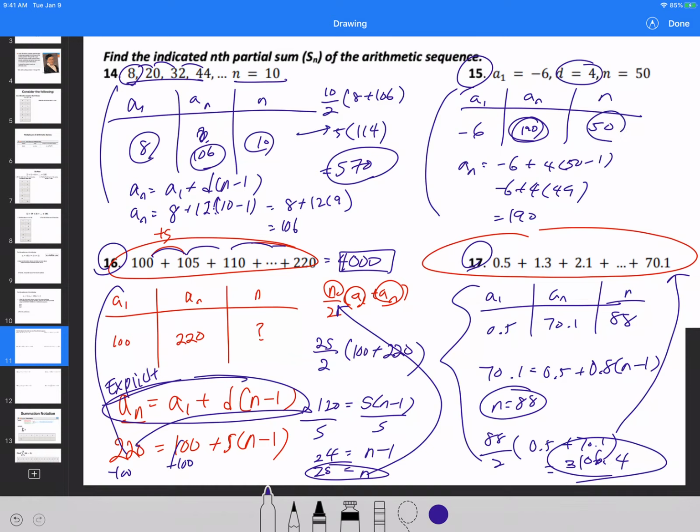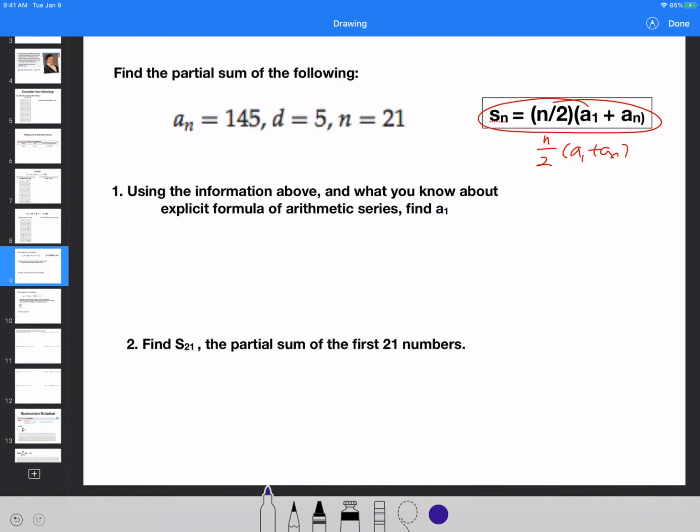Now I'm not done, because I have to use all those three components. 50 divided by 2 times -6 plus 190, which should end up being the final answer of 4,600. Okay? Now let's go over some of these questions here.